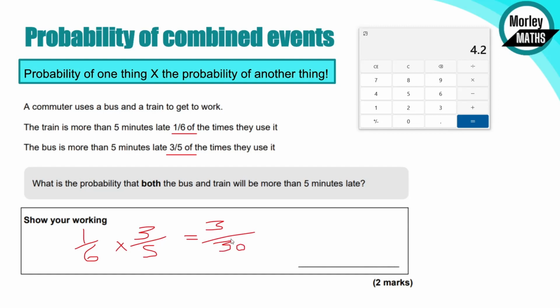Whenever you're given an answer as a fraction, you need to simplify it. So we're going to divide that by 3, and that will give us an answer of 1 out of 10. So the answer to that question is 1 out of 10.